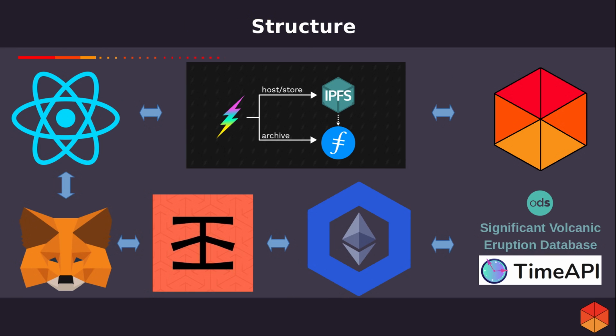Chainlink API requests are able to get present time data from Time API and volcanic eruption data from OpenDataSoft's significant volcanic eruption database on Ethereum smart contracts. We use the MetaMask web browser extension and the Infura node to connect users to our dApp securely. Our frontend is built using React, Bootstrap, and the web3.js library. We also use Fleek, which enables IPFS plus Filecoin decentralized site hosting.